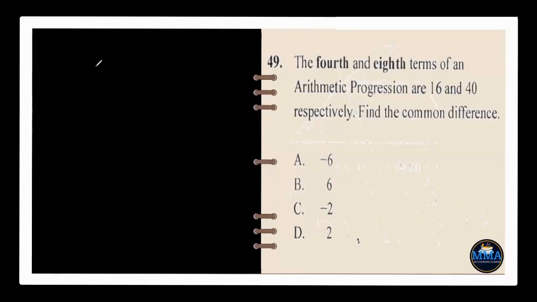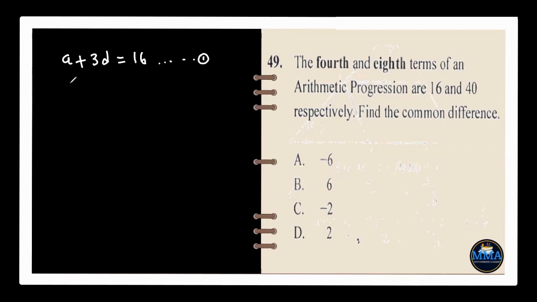Question number 49. The fourth and eighth terms of an arithmetic progression are 16 and 40, respectively. Find the common difference. Now, the fourth term of AP is giving us A plus 3D. This is the fourth term. The first term is A, second term is A plus D. Third term, A plus 2D. The fourth term is A plus 3D. And that is 16. So this is equation 1.